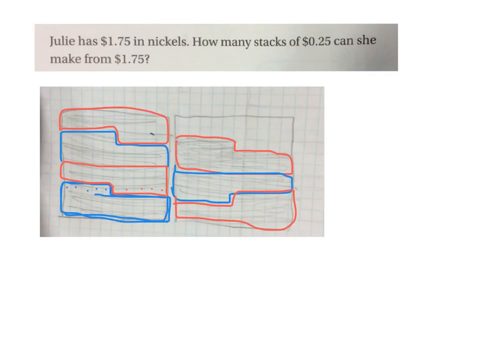It tells us if we share $1.75 equally, and I want to find groups that are 25/100 big, or 25 cents big, how many groups are there? 7.